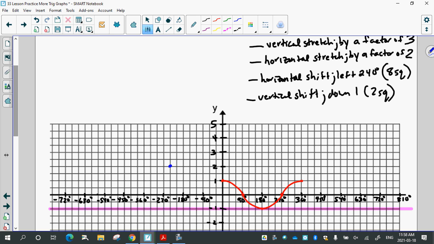We'll go through it again. Vertical stretch by a factor of 3, so up to 3. Horizontal stretch by a factor of 2, you're still staying at 0. Left 8, 1, 2, 3, 4, 5, 6, 7, 8. Down 1, which is 2 squares. So down 2 squares.